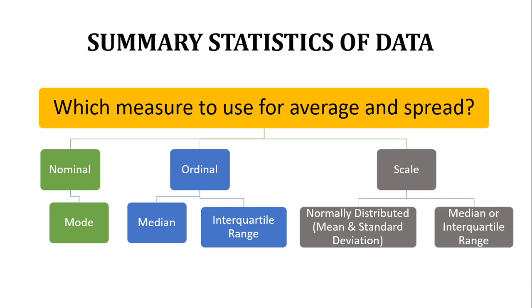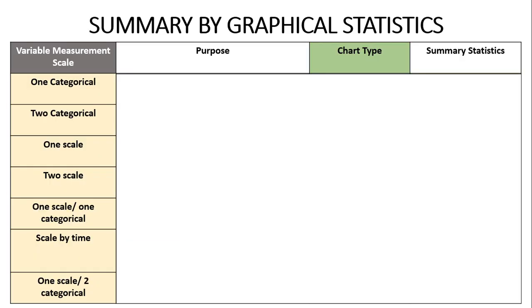So here the first-hand information that you want to bring out of your data as a characteristic is purely based upon the measurement scale of your data points. In case of nominal, mode. In case of ordinal, median and interquartile range. In case the data is scaled and normally distributed, then mean and standard deviation, otherwise median and interquartile range.